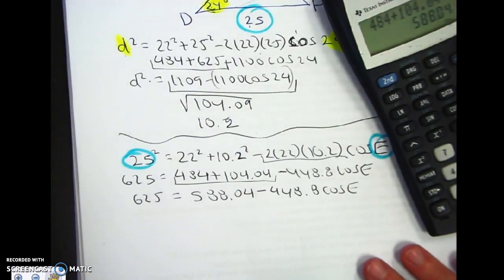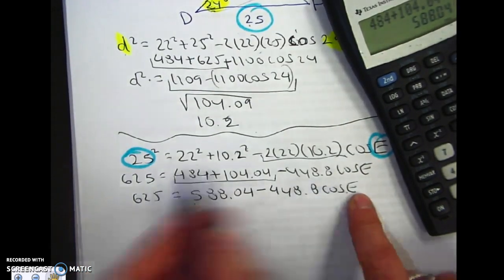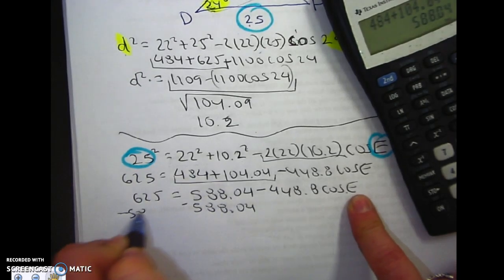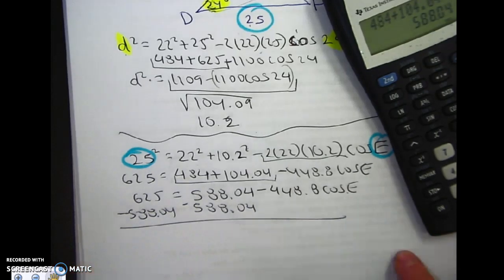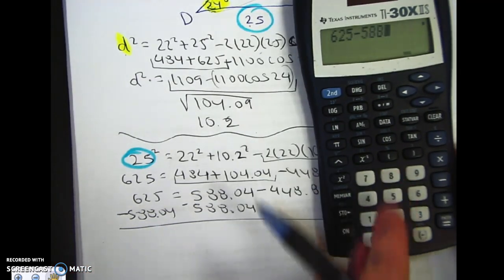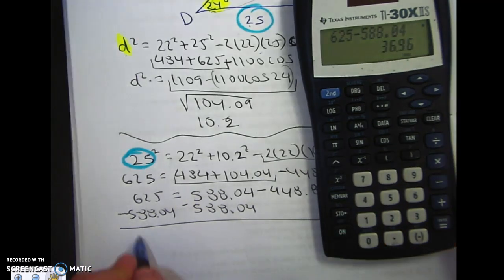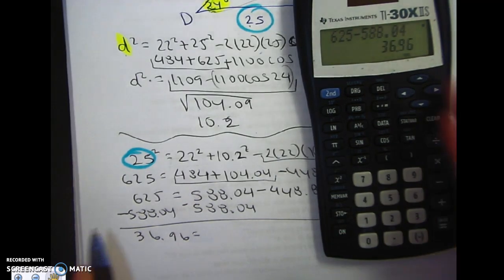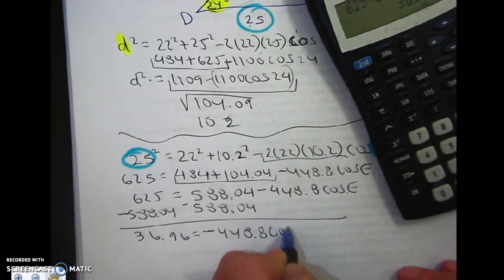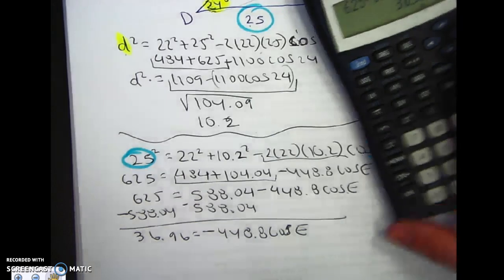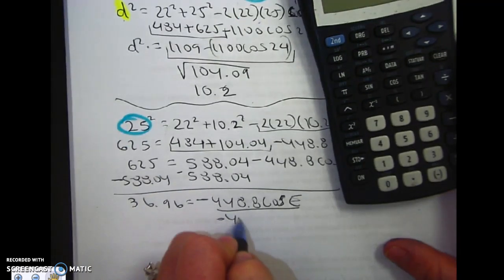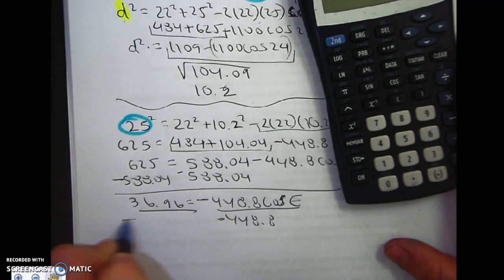Okay, that's not what's new. What's a little bit new is now you're going to have to solve for E. So you're going to subtract 588.04. And by the way, if I made a silly mistake, it's because you know I'm going a little bit fast. I might have typed something wrong into the calculator. You will go slowly. It's worth bonus. You'll be okay. 36.96 equals negative 448.8 cosine of E. Okay. And then we're going to divide by negative 448.8.